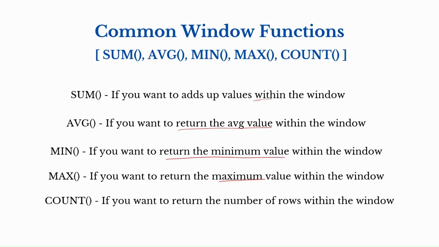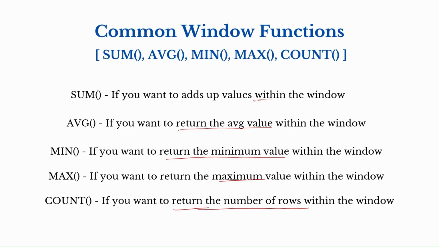The last one is the count window function, which is used when you want to return the number of rows within a specific window. For example, it could be used when you need to count how many orders a customer has placed, how many employees are there in a team, or how many visits are made by a user. These could be the examples where you will make use of the count window function. So we can say that each of these functions becomes much more powerful with the over clause that we just saw in the syntax.